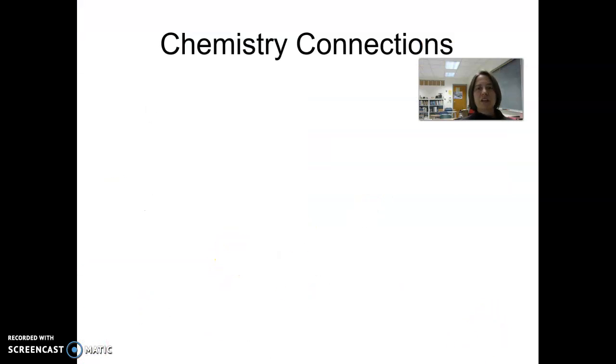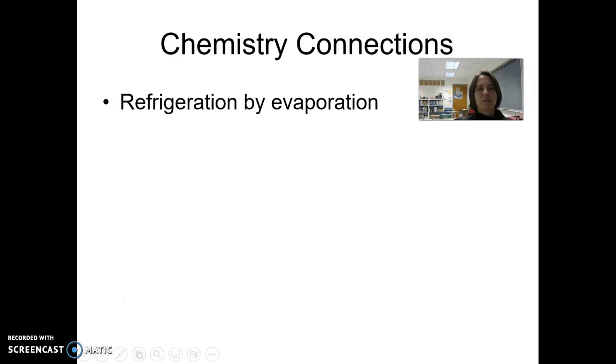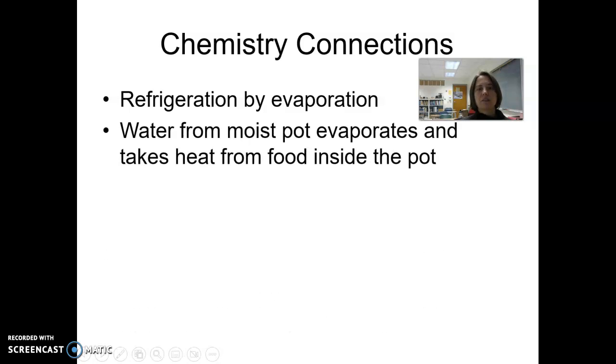Okay, let's look at the chemistry connections at the end of chapter 3. You should have read these 2 pages, and we're going to discuss this. This is refrigeration by evaporation. Please write that down, and we're going to discuss it in class. Water from the moist pot, so they have a pot within a pot, and the water from the moist pot is going to evaporate, and we know that water has a high specific heat, so when water evaporates, it takes energy with it, it takes heat with it, and it takes heat from the food inside of the second pot.